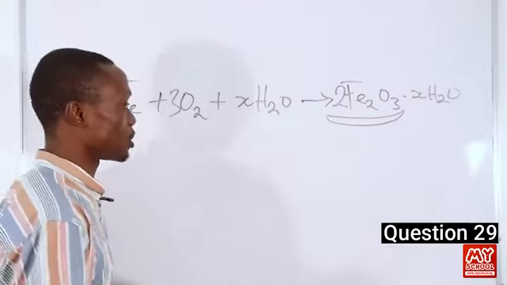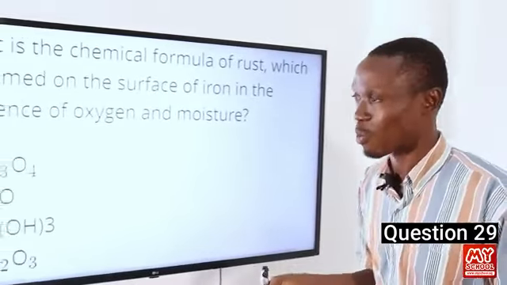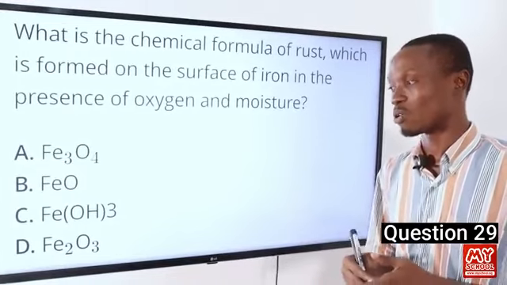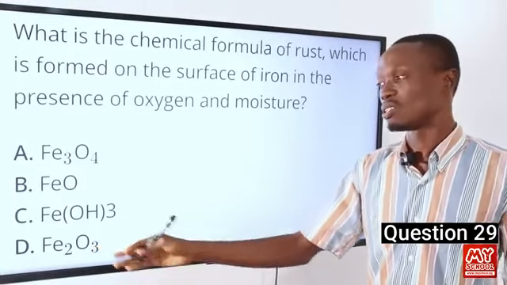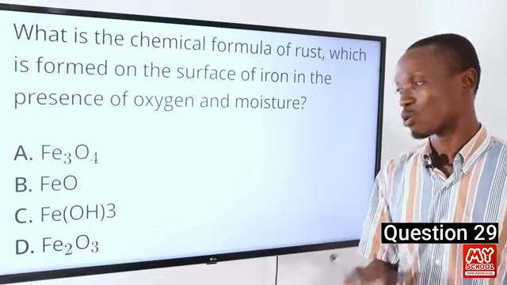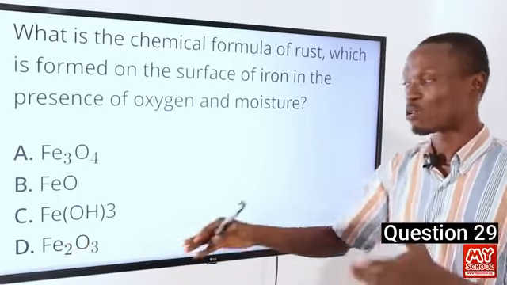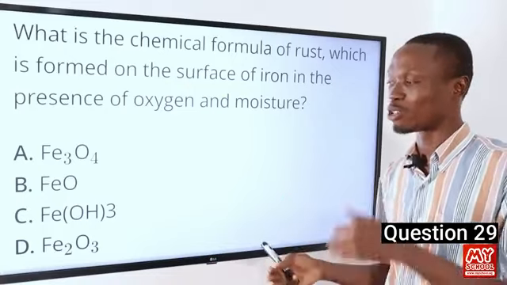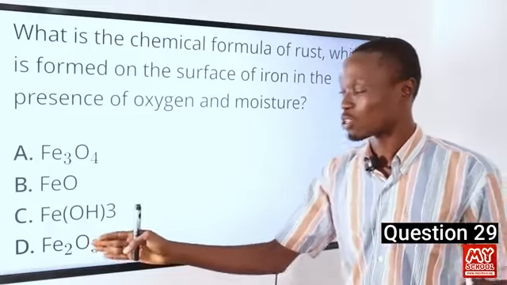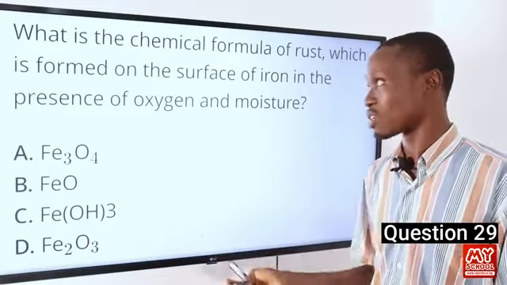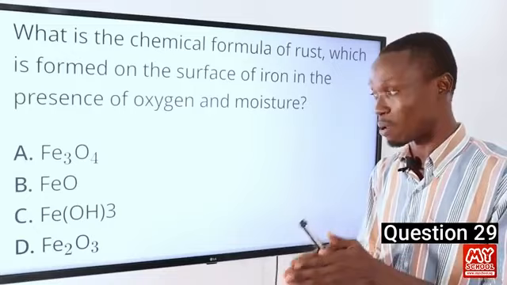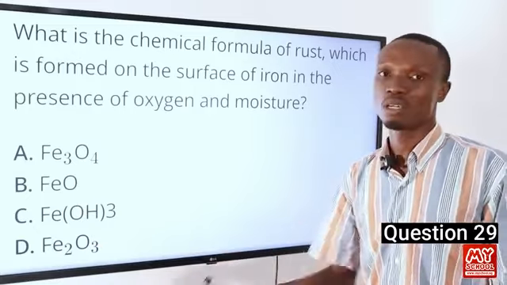So let's move over to the screen to pick the correct option. A is not what we got from our chemical equation, B is not what we got, C is not what we got, but what we actually got is D. Option D here is the anhydrous form of what we got on the board, so this is anhydrous iron(III) oxide. What we have on the board is hydrated iron(III) oxide, meaning it contains water of crystallization. This one does not contain water of crystallization, but it is actually what is formed on the surface of metals, on the surface of iron in particular. So option D is the correct option.